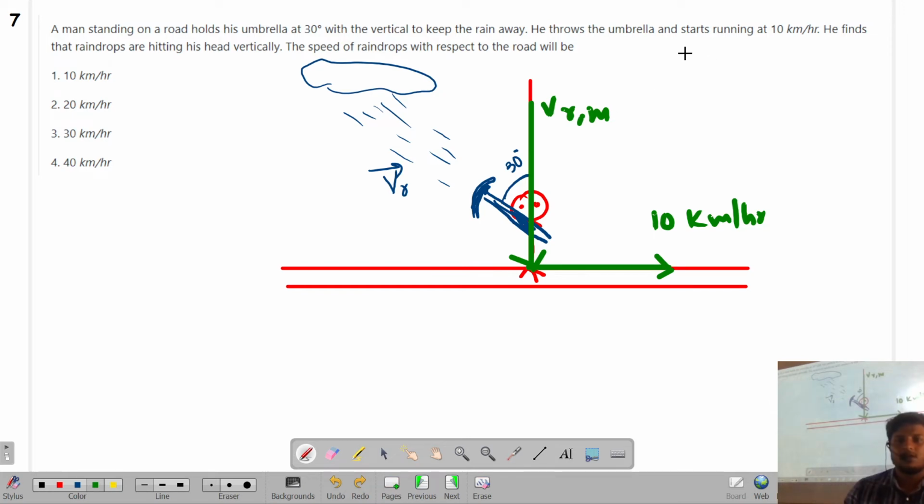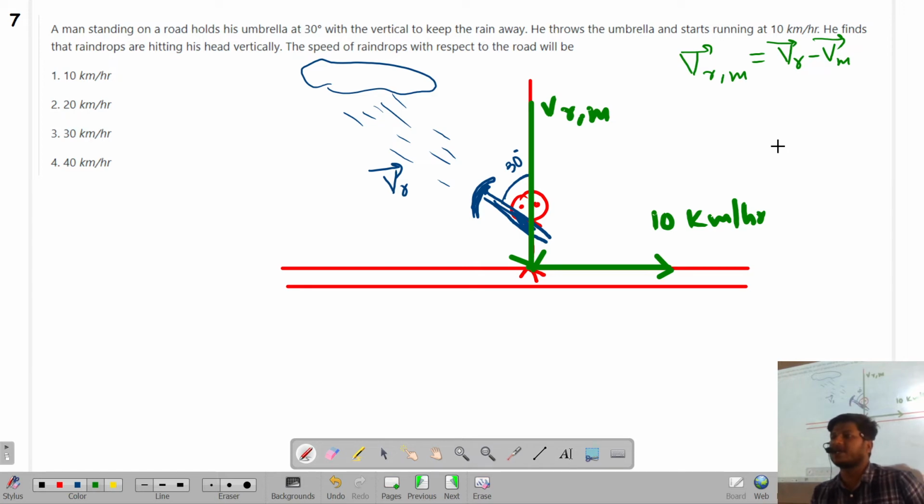Look over here. What is the equation? Velocity of rain with respect to man is written as velocity of rain minus velocity of man. This is the vector equation for relative velocity of rain with respect to man.